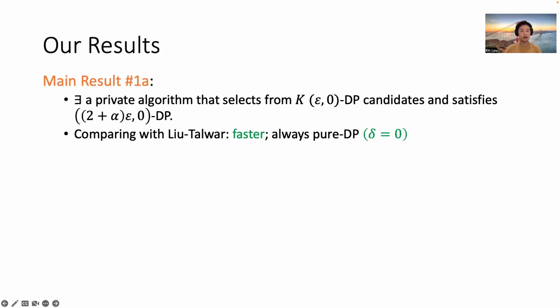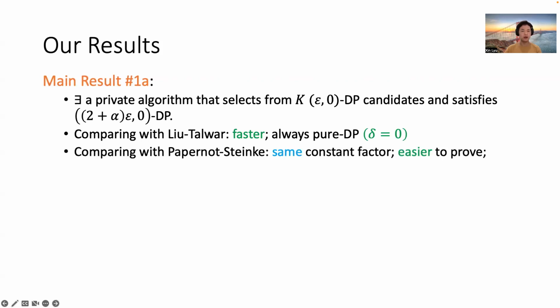And comparing with the Papernot-Steinke algorithm, our algorithm achieves the same constant factor, meaning the 2 + o(1). However, our algorithm has an additional advantage of being easier to prove. In particular, our analysis doesn't need to go through the Rényi DP calculation.